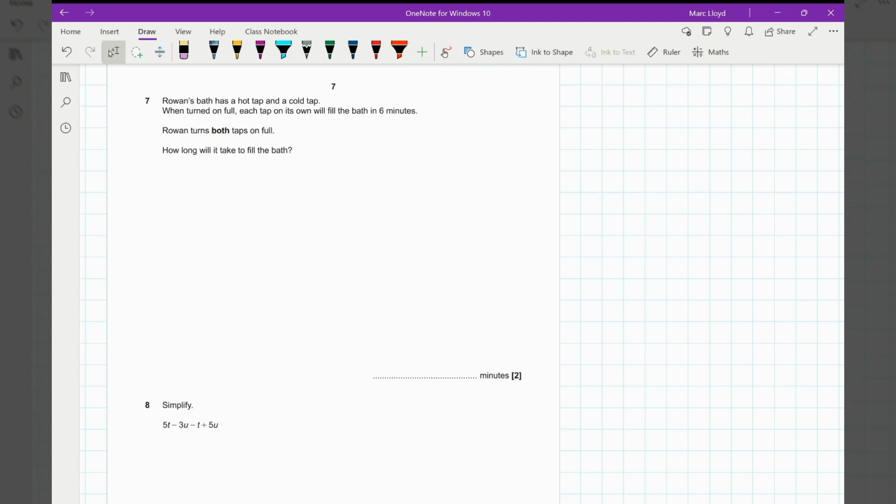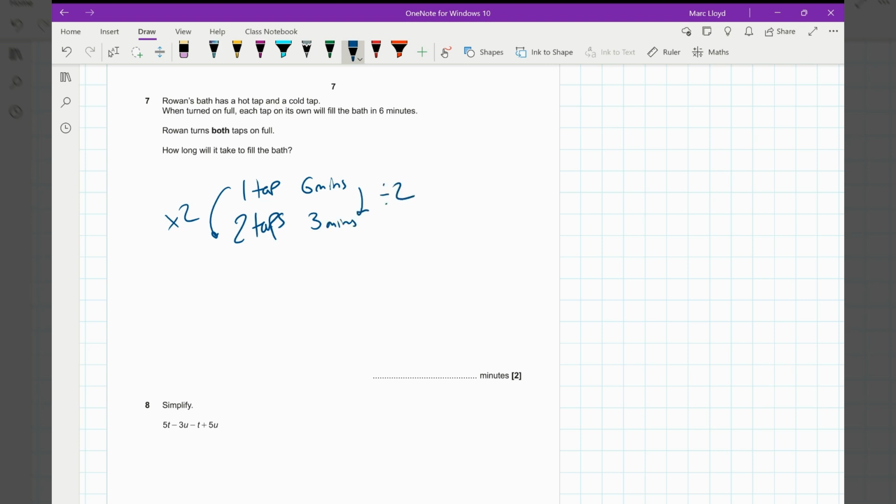Question 7. Rowan's bath has a hot tap and a cold tap. When turned on full, each tap on its own can fill a bath in 6 minutes. Now, I've just revealed the answer. Oh no. So 2 taps, they're going to work twice as hard. So we're multiplying that by 2, and this is inverse proportion. So it will take 3 minutes.